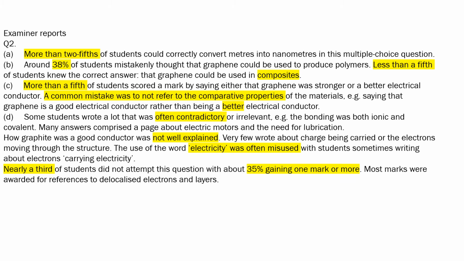D, some students wrote a lot that was often contradictory or irrelevant. And remember, if you put a right answer and then a wrong answer for a particular response, the examiner has to give you no mark, because a right and a wrong is a wrong answer. So if you're not sure, you're asking basically the examiner to make the decision.